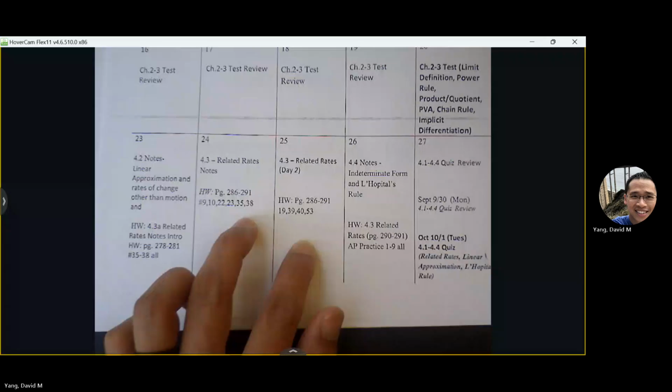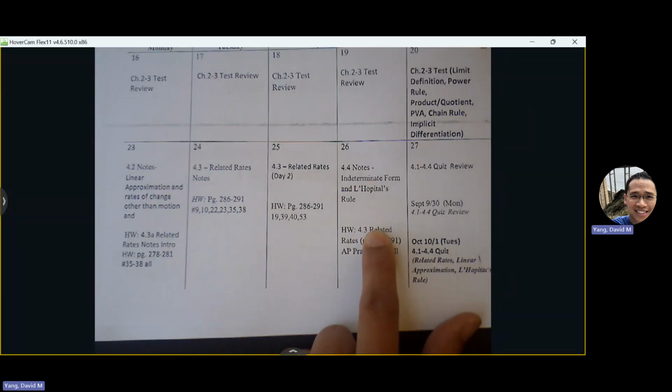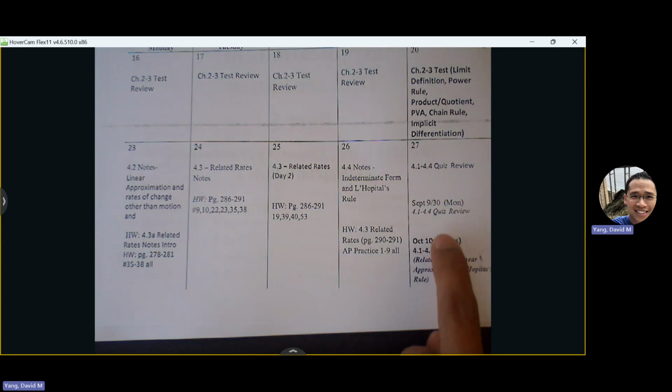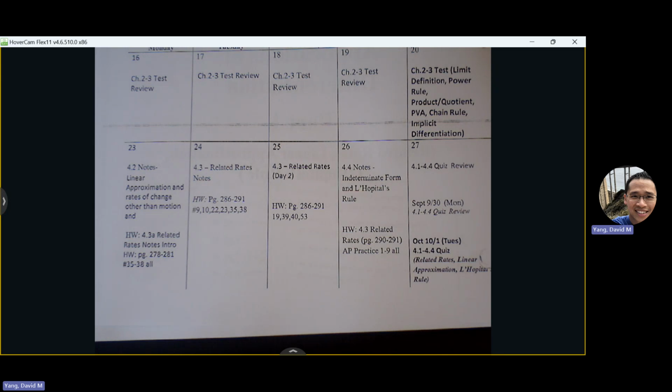So we'll do linear approximation today, and then if we have time, we can start related rates. Tomorrow and Wednesday will be related rates days. Thursday, we'll do L'Hopital's rule, but this won't take the whole period, so we'll definitely spend more time doing related rates. Friday, related rates, review, Monday review, and then the quiz will be next Tuesday. So we're just going to have a quiz over this unit, and after this, we'll move on to the next unit. Okay, so no test over this unit.